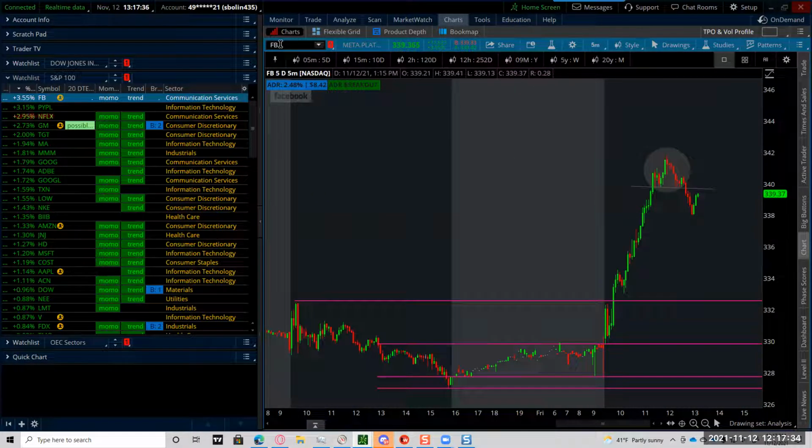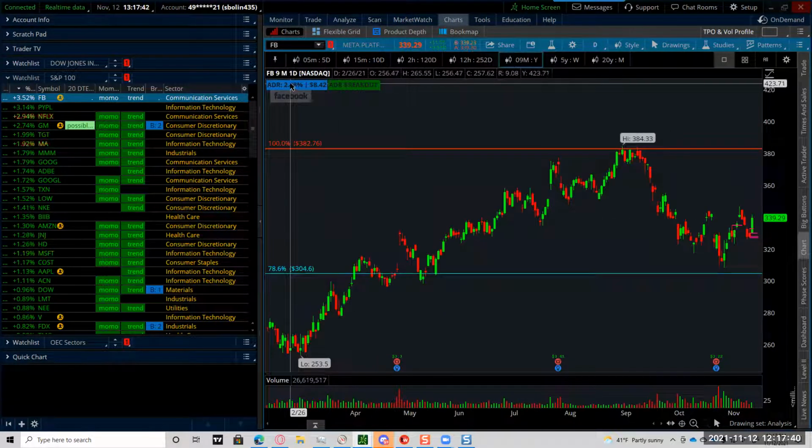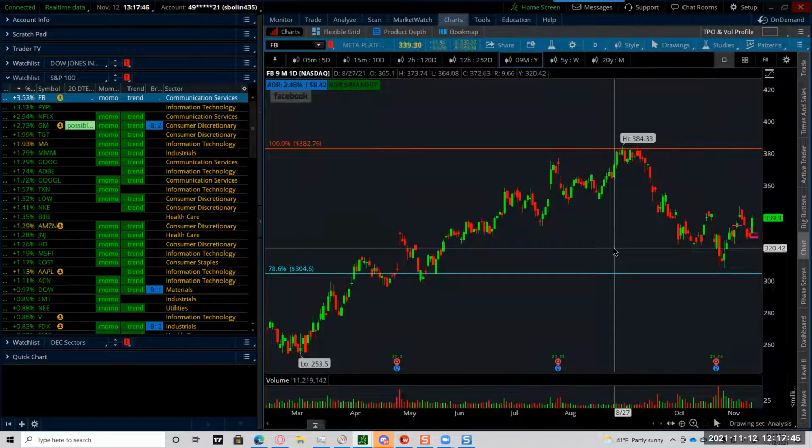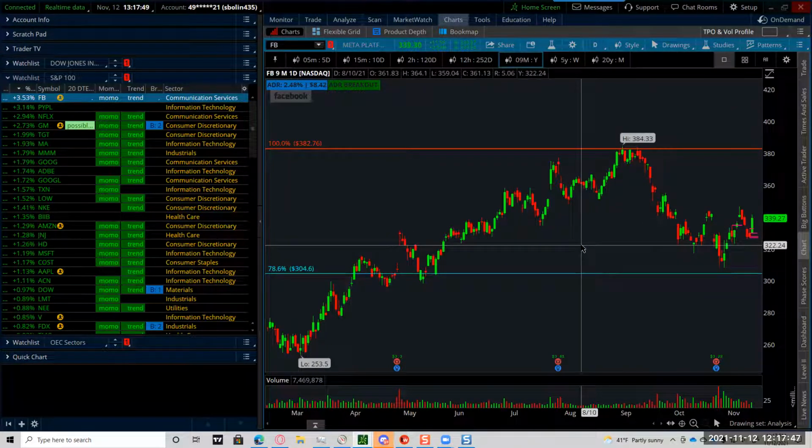Right now, Facebook has an average daily range of 2.5%. This is measured from a daily chart. It counts back the last 21 days, which is one market month. And it says, in the last month, what's been the average move in Facebook? The average move per day is around 2.5%.